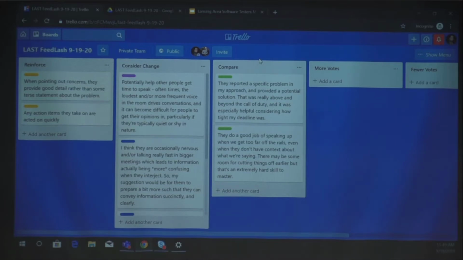So I'll give you a couple of seconds to think about it. When you're ready to vote, just go like this.